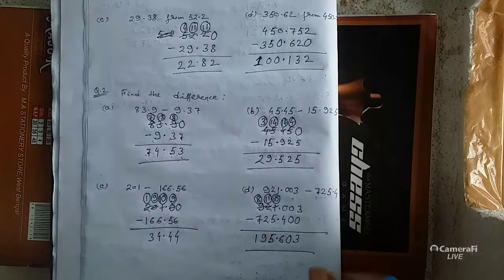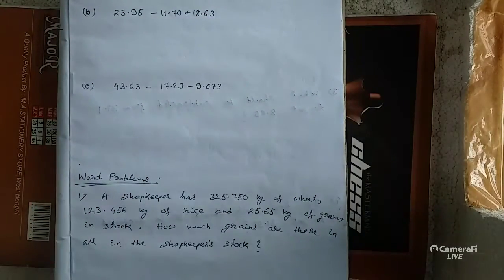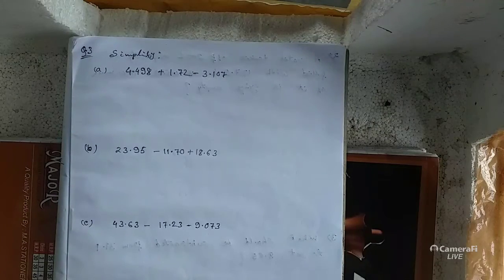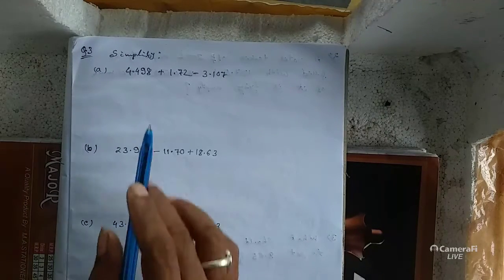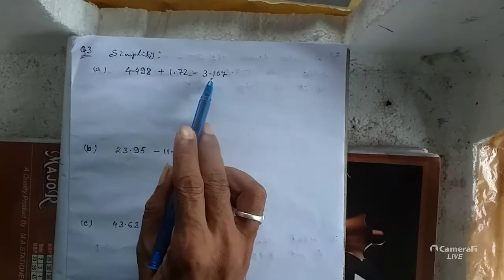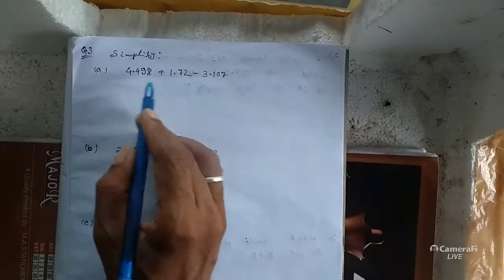Now passing to the next thing, simplification. Simplify the problem. Number A: 4.498 plus 1.72 minus 3.107. In case of plus and minus together, we will first do the addition work. Add between these two numbers.